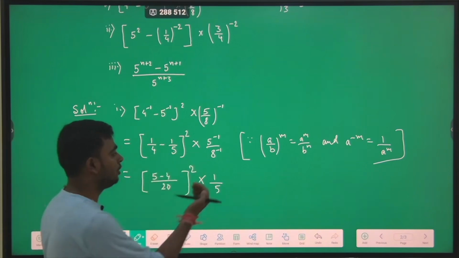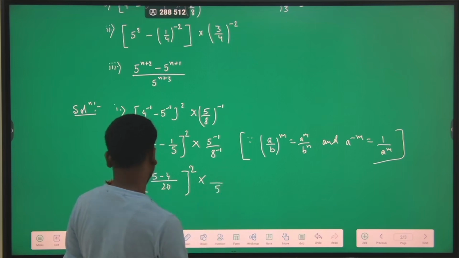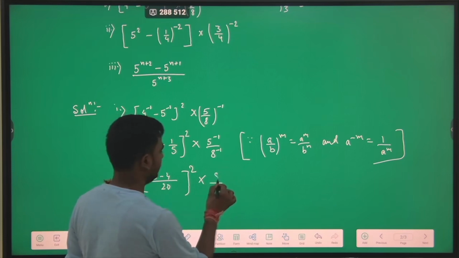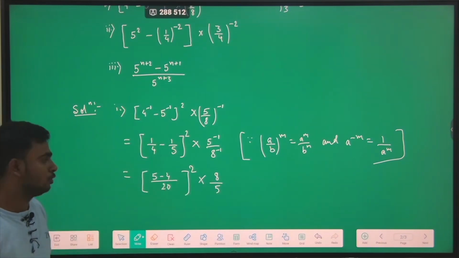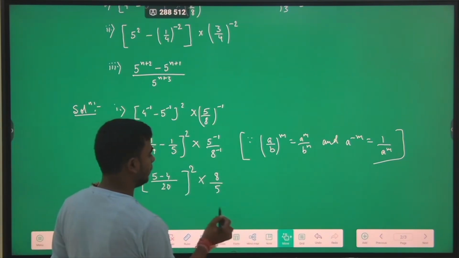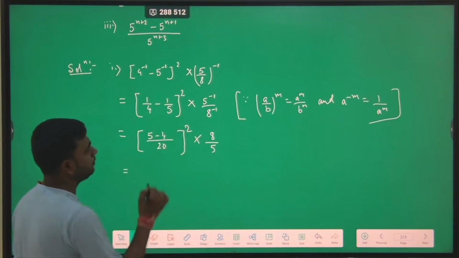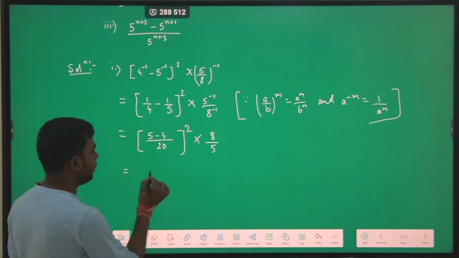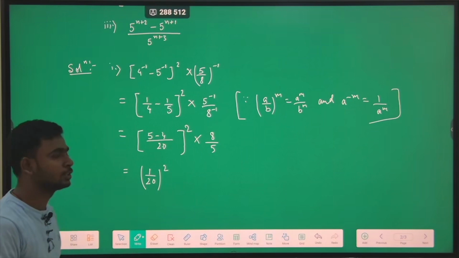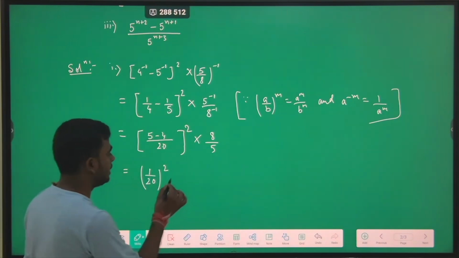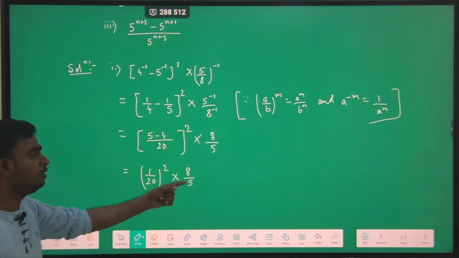On reciprocating, what will we get? In the numerator, we will get 8. So this will be the value. On solving this, what will we get? We will get 5 minus 4 is 1, 1 upon 20, to the exponent 2, and it is multiplied with 8 upon 5.